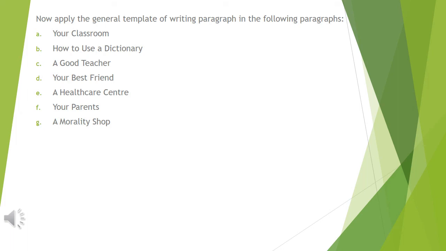Our last topic is a morality shop. We can write, there are many shops in the world, but a morality shop is quite different from all the shops, because it has some distinctive features which we cannot find in other shops. A morality shop is usually based on testing the morality of people. There are different kinds of things kept with tags without any shopkeeper.